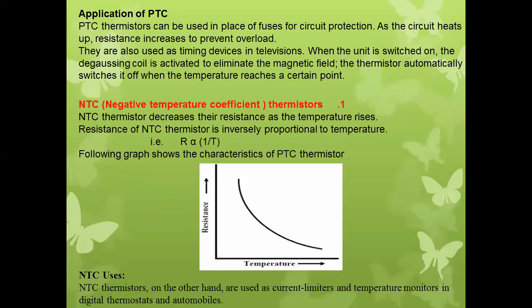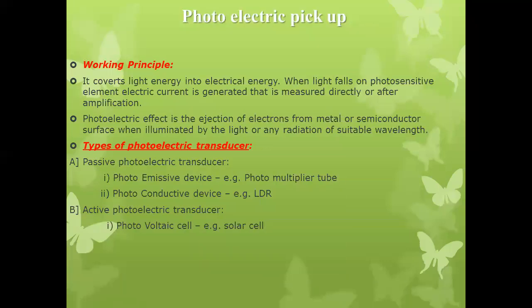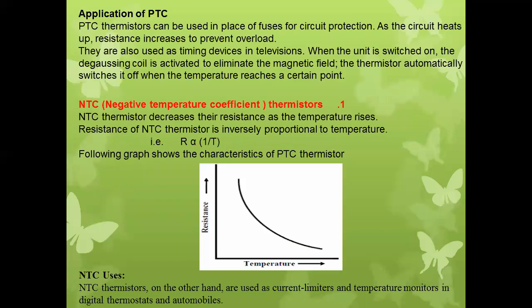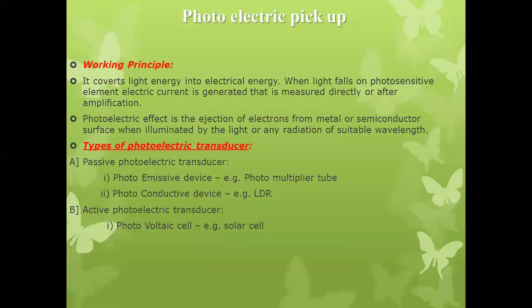So I hope it is clear to all, photoelectric pickup. If any doubt, let me know what is meant by the photoelectric pickup. Yes, any doubt regarding this photoelectric pickup? Have you got the idea about the photoelectric pickup?